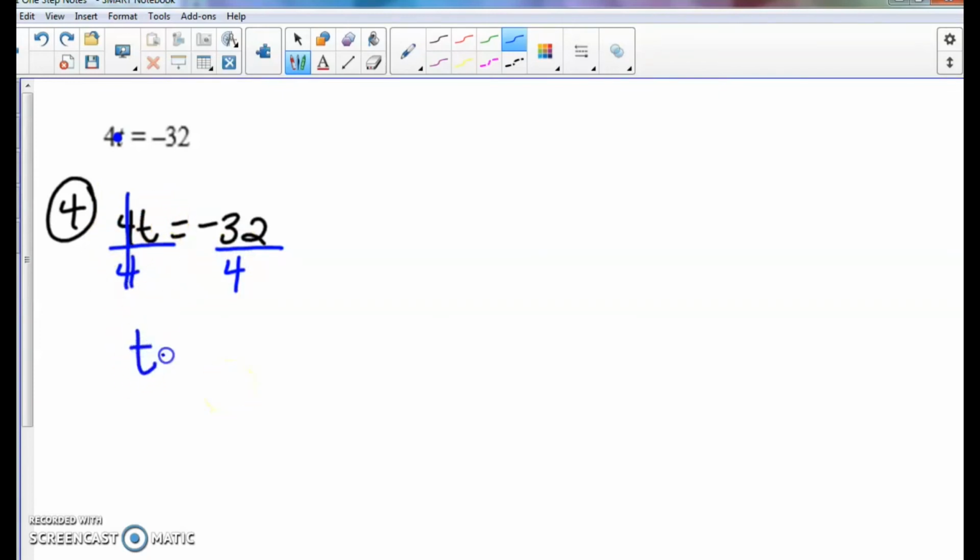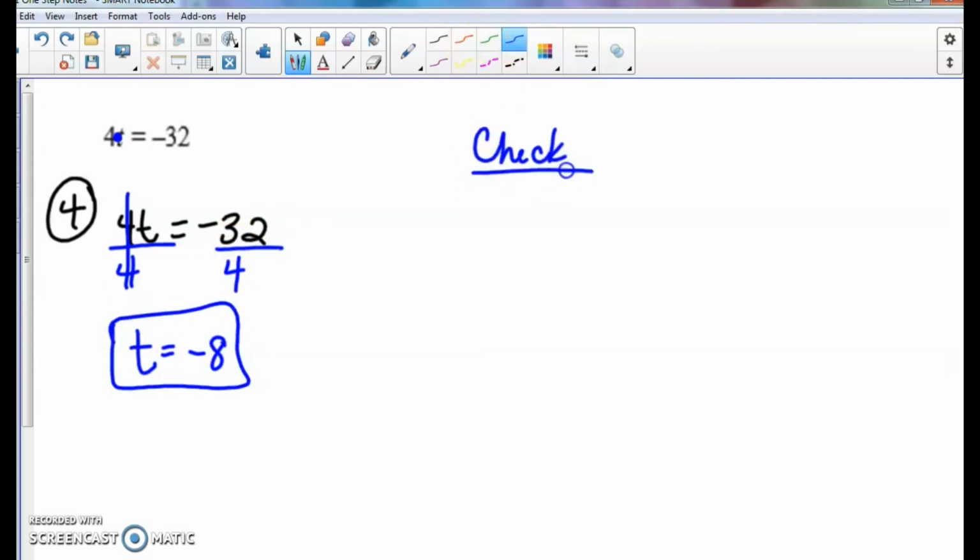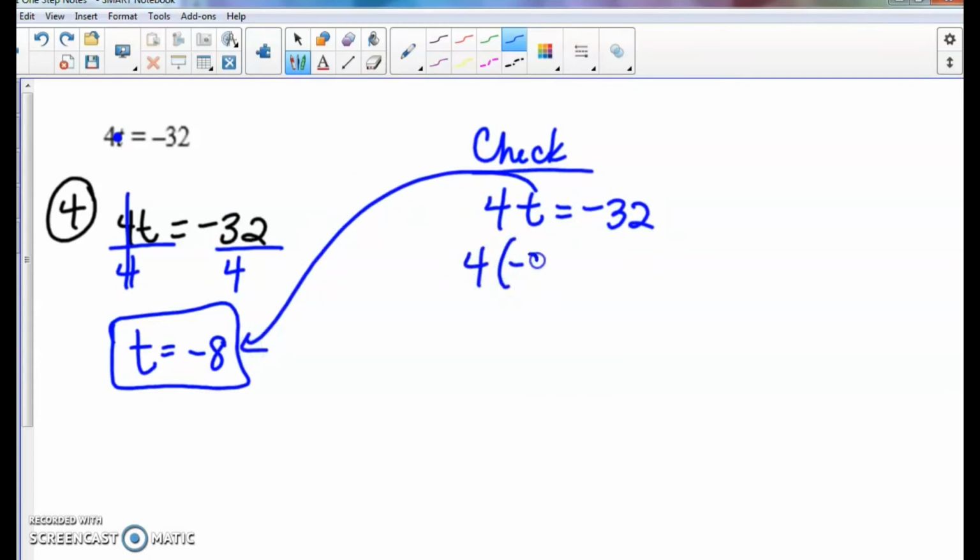And then t is going to equal negative 32 divided by 4, which is negative 8. There we go. And now for this one, we'll do a true check to just make sure we're all good. So we got 4 times t equals negative 32. We know that t is negative 8, so 4 times, I'm going to use parentheses for my multiplication there, negative 8 equals negative 32. 4 times negative 8 is negative 32, and negative 32 does indeed equal negative 32, so we're set.